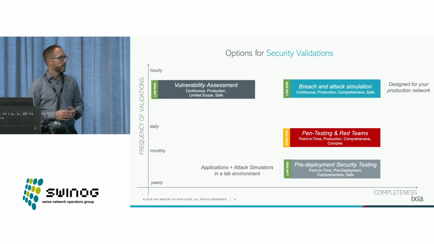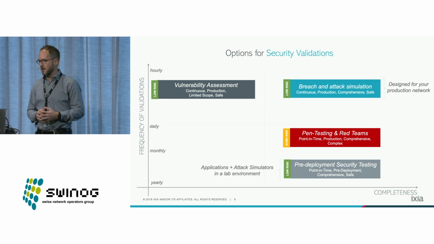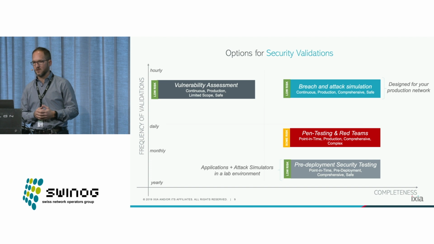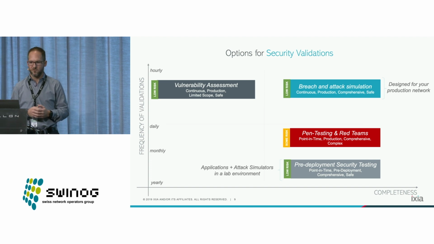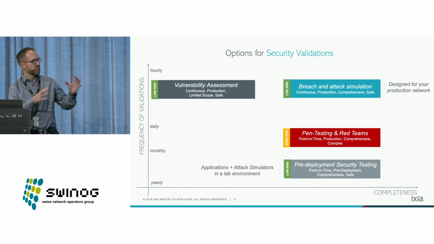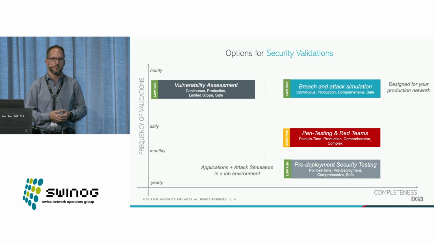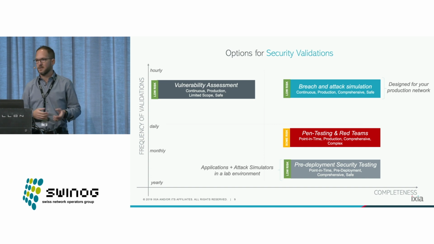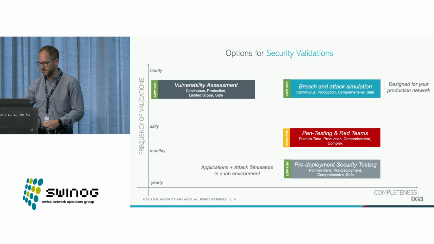So now we have a new idea of how to test in a production environment. This group of tools, which Gartner calls breach and attack simulation, is designed for the production environment. They should fill the gap between what you can really run hourly in order to measure things, but have no negative impact on the real production environment.